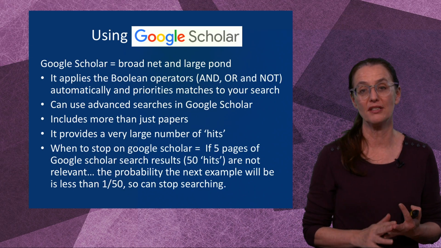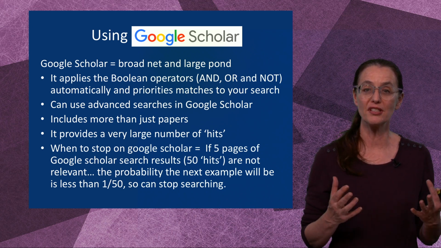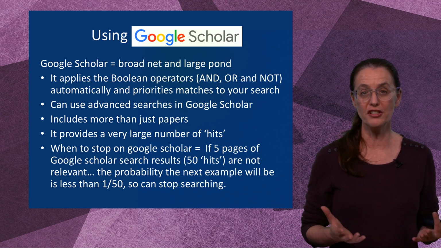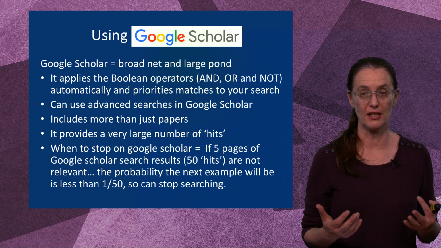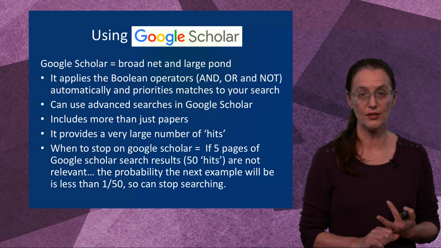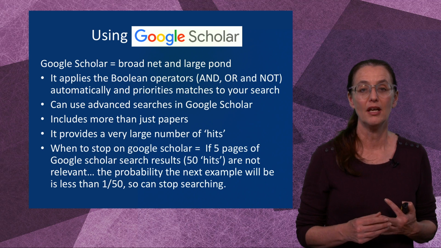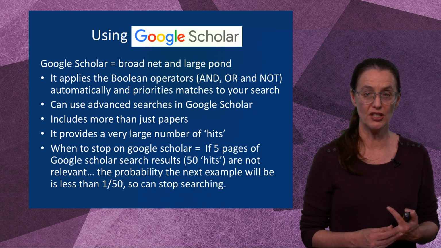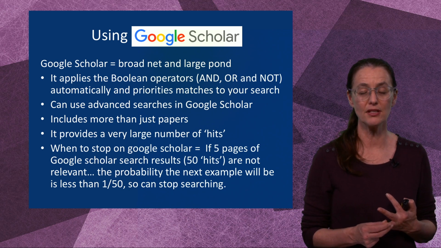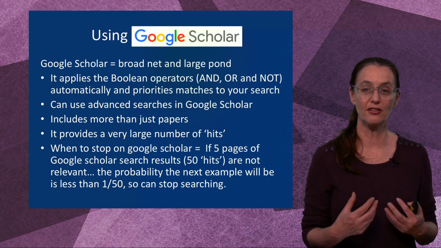Now, one of the common ones that we recommend including in those is Google Scholar. Google Scholar is the broadest net, the largest pond. What it does is get you a huge number of hits, a huge number of research papers, but it will also pick up a lot of grey literature and a whole lot of other material as well. That's why we say it's a very broad net, large pond. Now with that, you can just put the words in, so you don't need to necessarily use those Boolean operators, the and, or, not statements, because it automatically, in a sense, assigns them to your words and then prioritizes them.